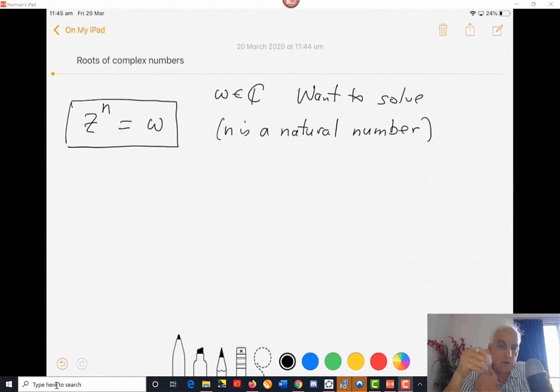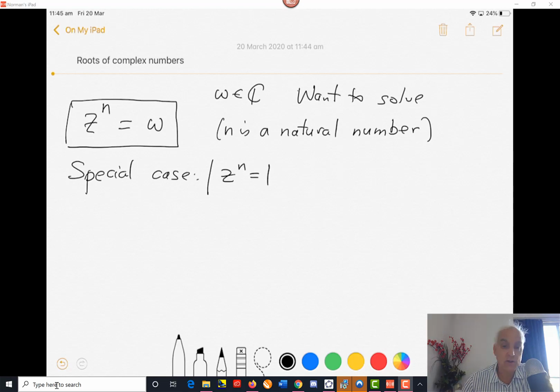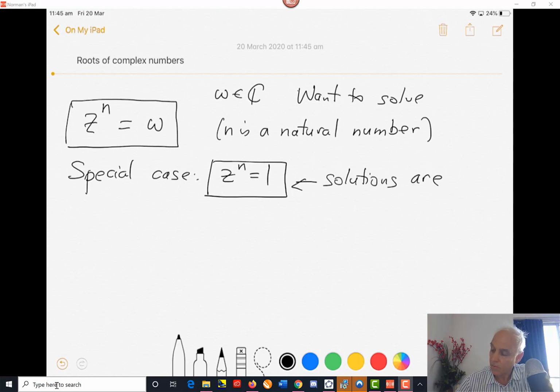And a good place to start is with a very special but important case when the w is actually 1. So the special case is when we're considering equations of the form z to the n equals 1. Solutions of this equation are called roots of unity. Solutions are more precisely nth roots of unity, unity being 1.